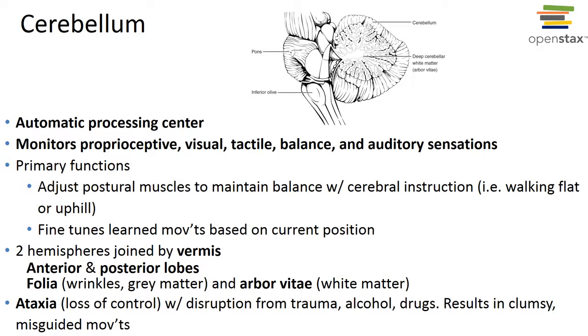The cerebellum is divided into two hemispheres and further subdivided into lobes, the anterior lobe and the posterior lobe. The two cerebellar hemispheres are separated by the vermis, while the anterior and posterior lobes are separated by the primary fissure. The white matter of the cerebellum is called the arbor vitae and is surrounded by gray matter called the cerebellar cortex.